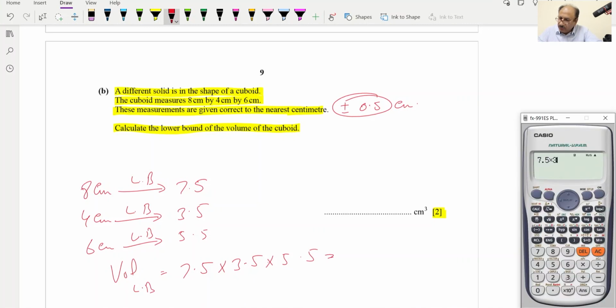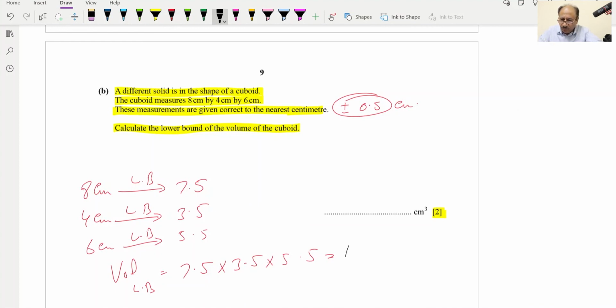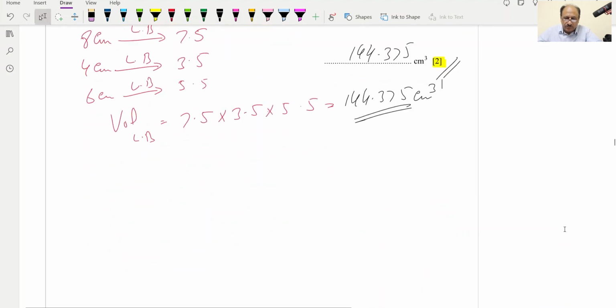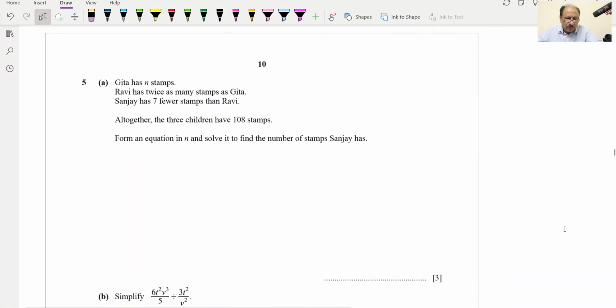7.5 multiplied by 3.5 multiplied by 5.5, and this is equal to 144.375. So 144.375, this will be centimeter cubed, and 144.375 will be the final answer for 2 marks. Hopefully you understood this. Now question number 5.